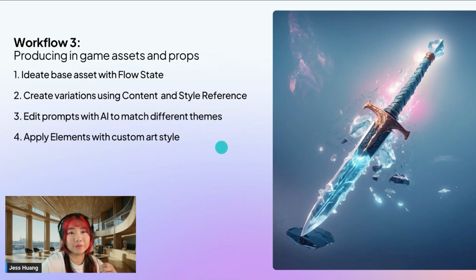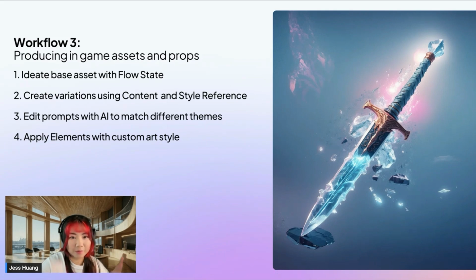So for workflow 3, we're going to be creating some of those in-game assets and props. For this one, we're going to be working with the ship design and our weapons. I'm going to do a short dagger and show what this could look like in a lava theme and in an ice theme. Then we're going to pull those base images from flow state over into content and style reference, edit those prompts to match the different themes, and then apply some different elements if you're working in, say, more of a 2D art style to your generations.